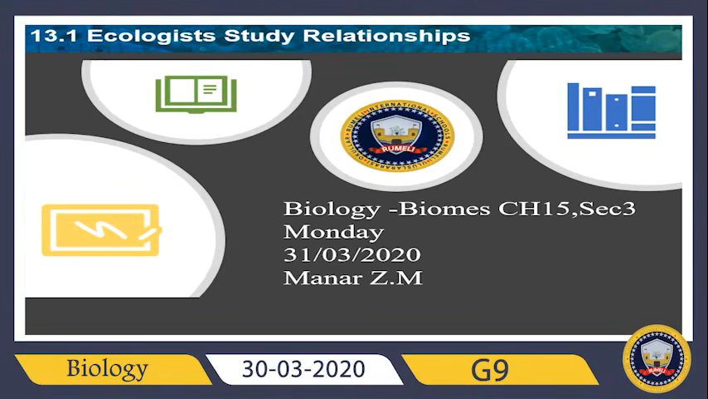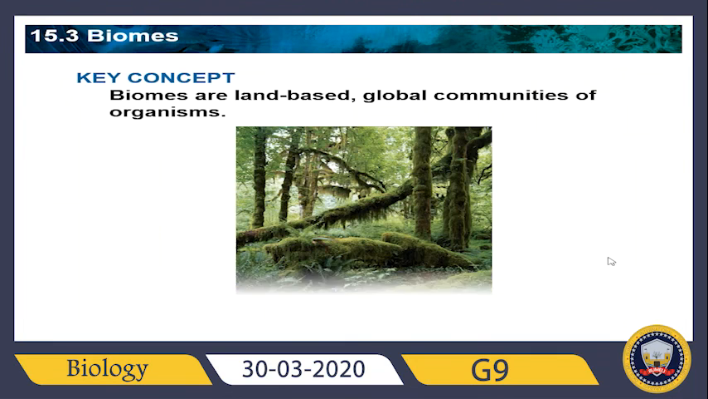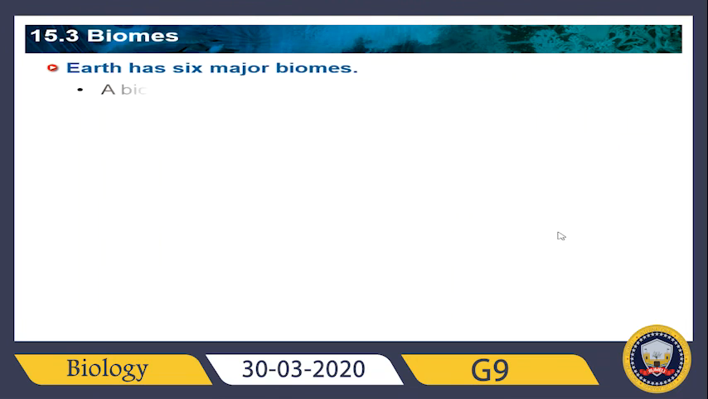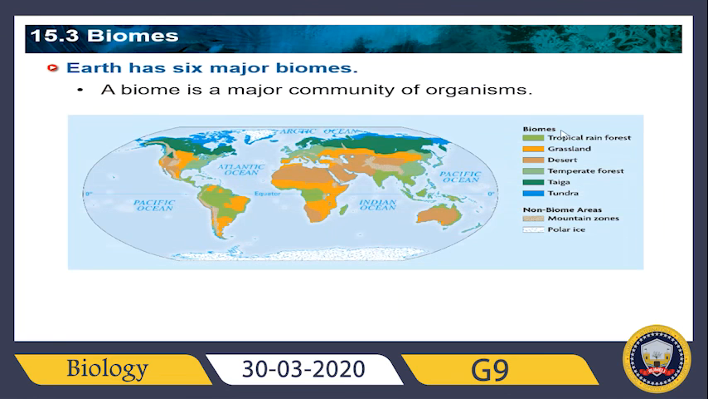Hello. So in this session, we will continue the explanation of biomes. We started out by explaining the types of the major biomes on planet Earth. And we said the biomes are tropical rainforests, grasslands, deserts, temperate forests, taiga, tundra. And we have non-biome areas like mountain zones and polar ice caps. We will get to that later on.